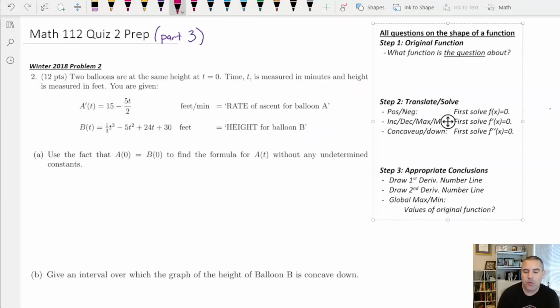Quiz 2 prep questions. This one's from this exam. And I'm starting to think that maybe this would be a good one for your quiz. So there's a little hint for those of you that are actually paying attention to this study material. Okay, so let's go through the process again.